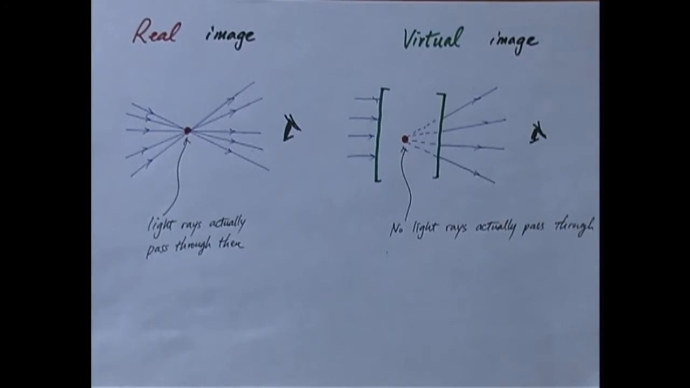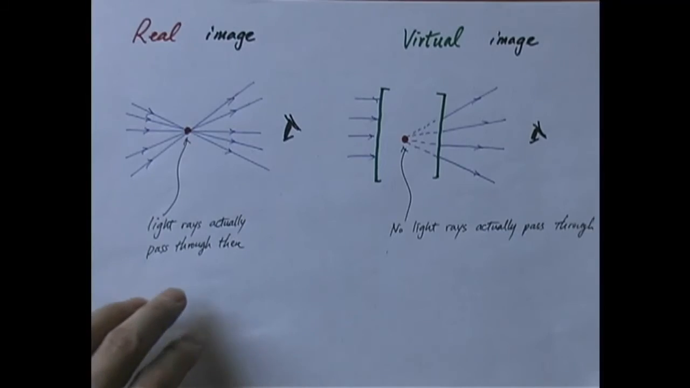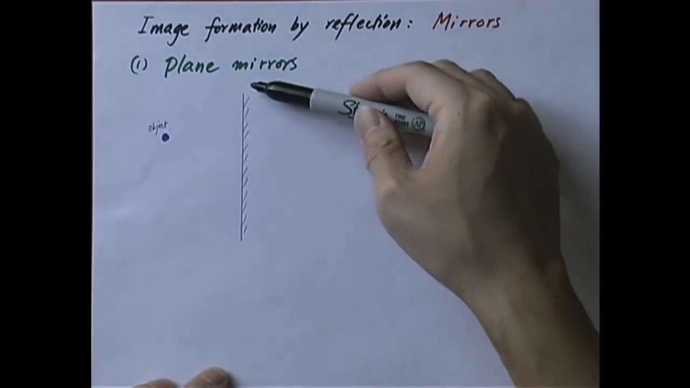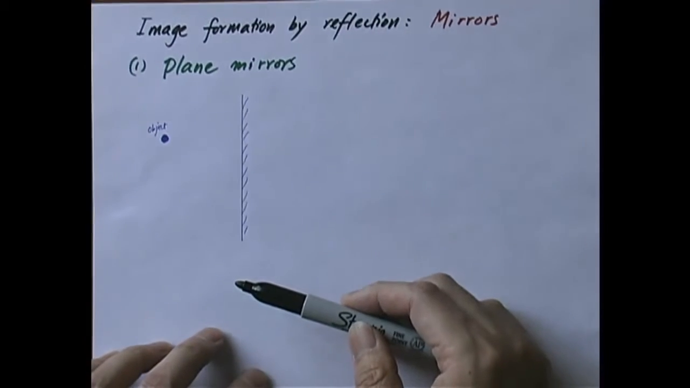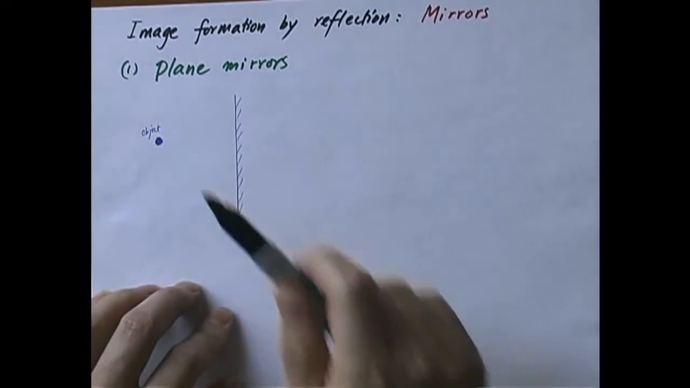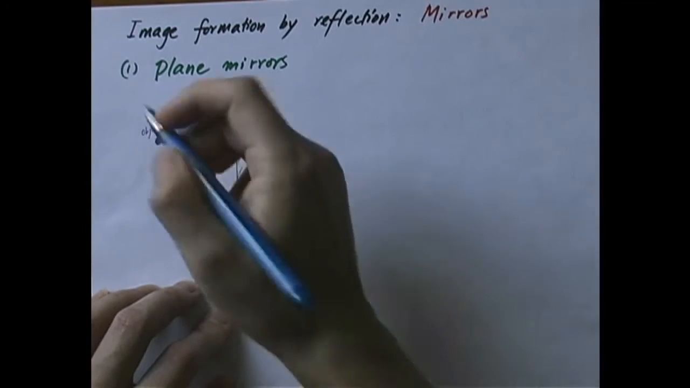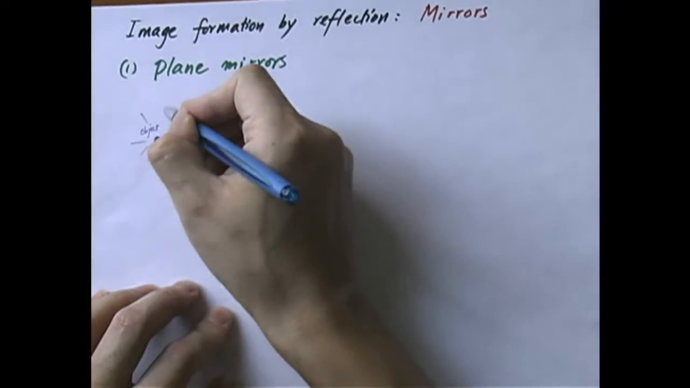As our first case, we're going to study image formation by reflection. In other words, mirrors. Now, speaking of mirrors, the simplest of all mirrors geometrically will be a flat mirror or plane mirror. It's just a flat surface. I have here an object, and that object, of course, emits light rays. I can draw these light rays in all directions.